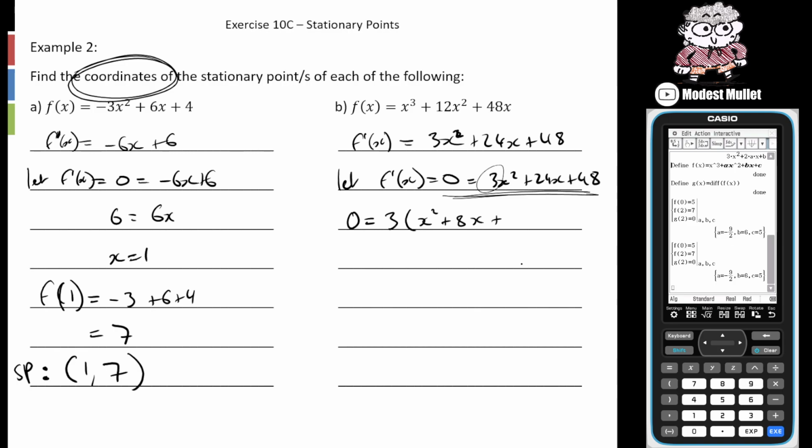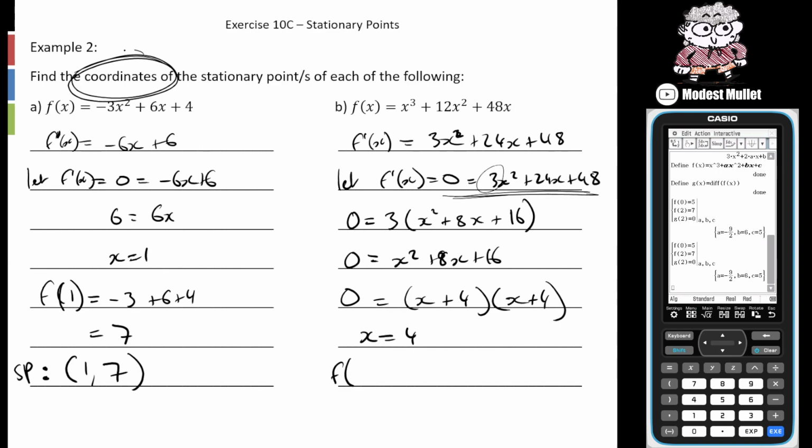Come on, brain, work. 16. Is that right? 3 10s are 30 plus 3 6s are 18 gives us 48. Yes, that's correct. So 0 is equal to x squared plus 8x plus 16. 0 is equal to x plus something times x plus something. Multiply to give me 16, add to give me 8. 4 and 4. So 0 is equal to x plus 4 times x plus 4, so it turns out that x is equal to negative 4.